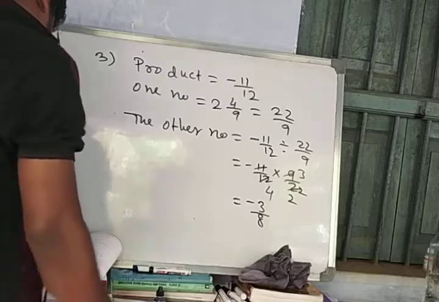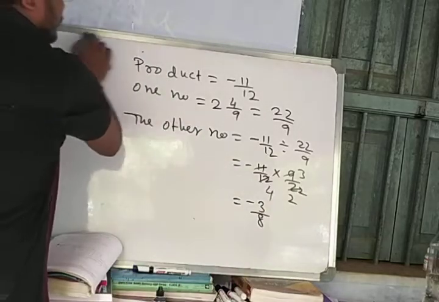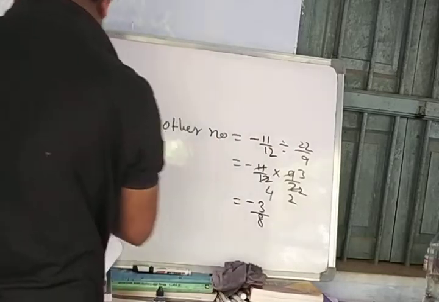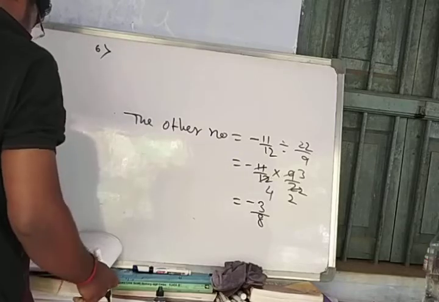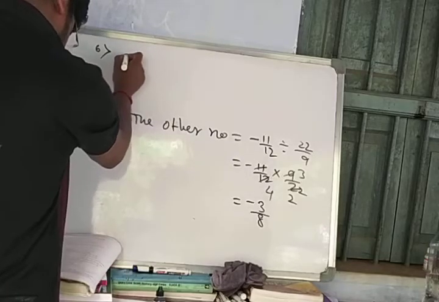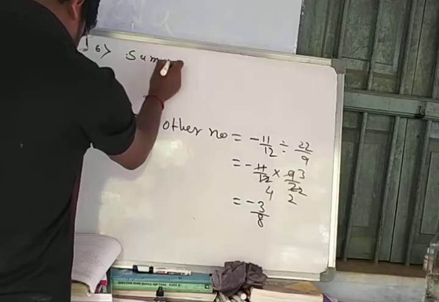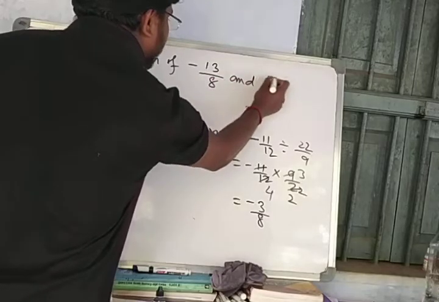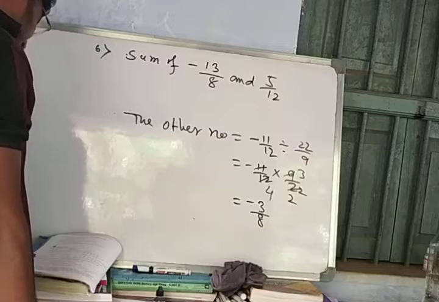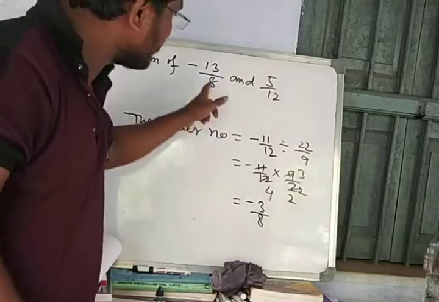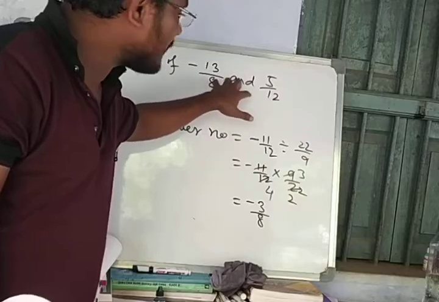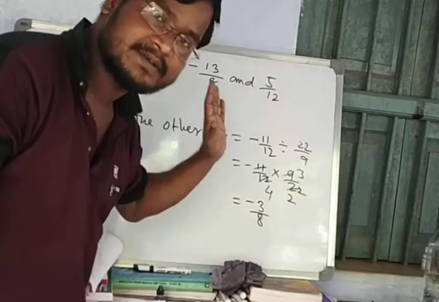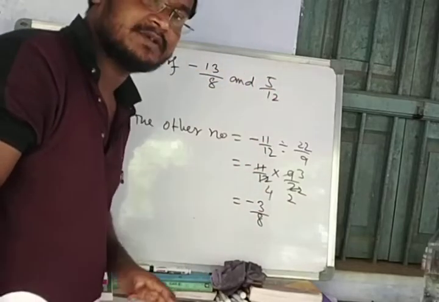Number 6. Divide the sum of minus 13 by 8 and 5 by 12 by their difference. Listen, here two numbers are given. You have to divide the sum of these two by their difference. Means at first you have to find the sum of these two. Means this plus this, divided by this minus this.